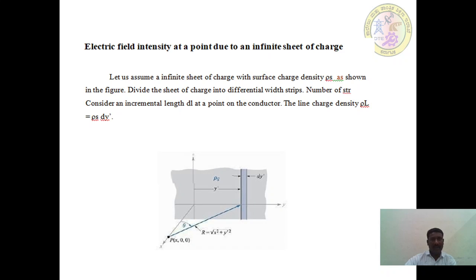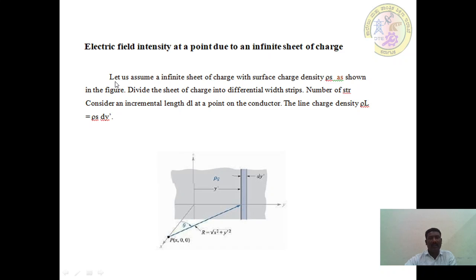Okay, next coming to a topic: electric field intensity at a point due to an infinite sheet of charge. I told you earlier that charge may be of any shape. If the charge looks like a point, it is called a point charge. If it looks like a line, it is a line charge. If it looks like a sheet, it is a sheet of charge.